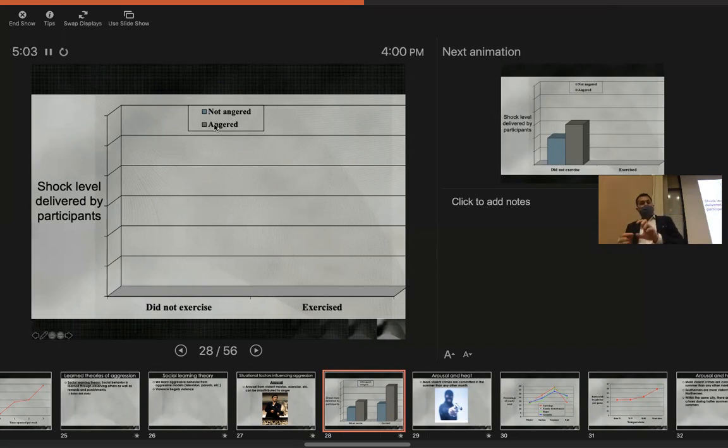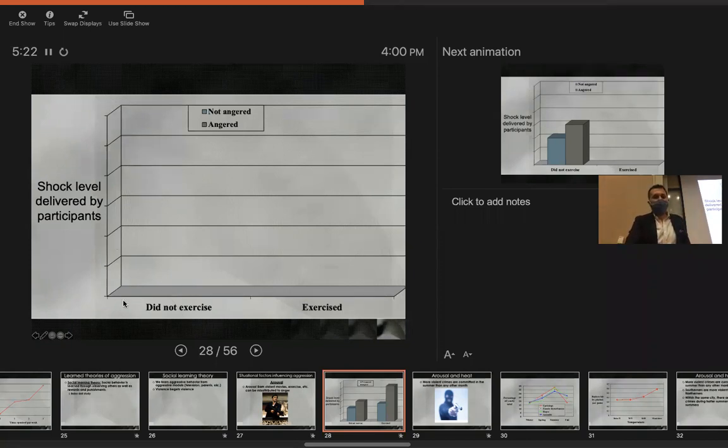That participant is then able to deliver an electric shock, or at least they believe they're able to deliver an electric shock, to this other person that just angered them or didn't anger them, one or the other. And they're allowed to set the shock level. So what I'm going to show you on the y-axis here is the strength of the shock level the participant set to try to shock the other person.